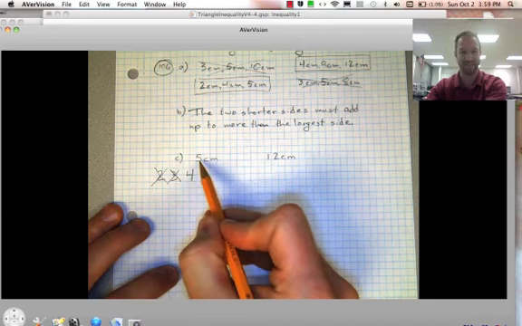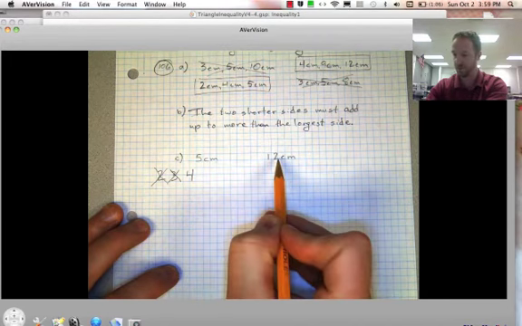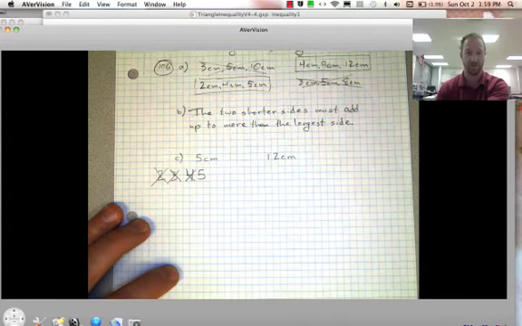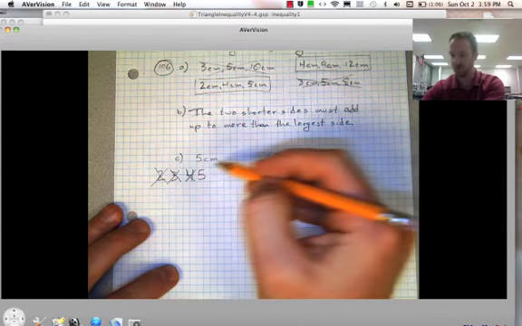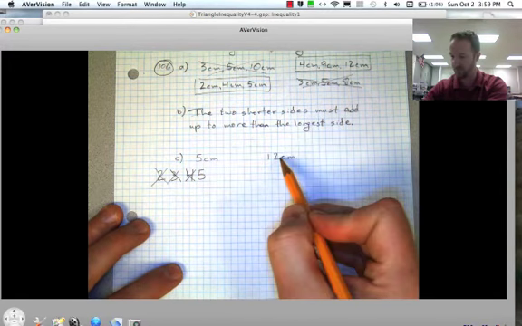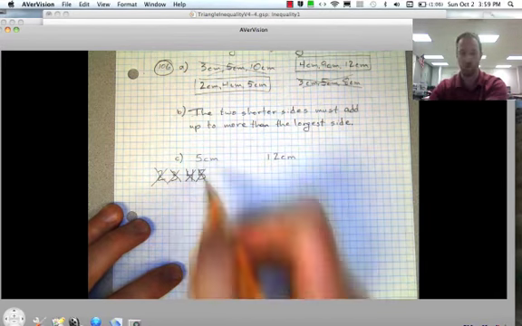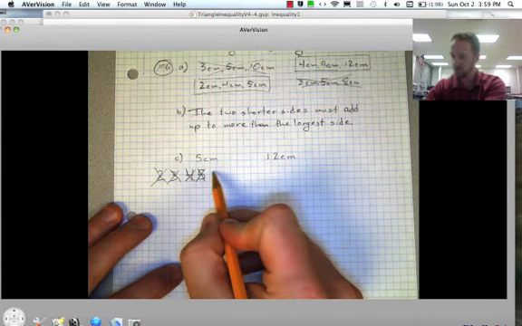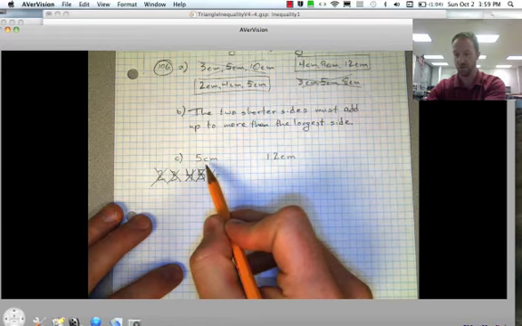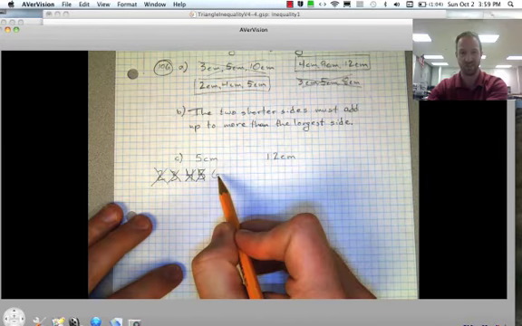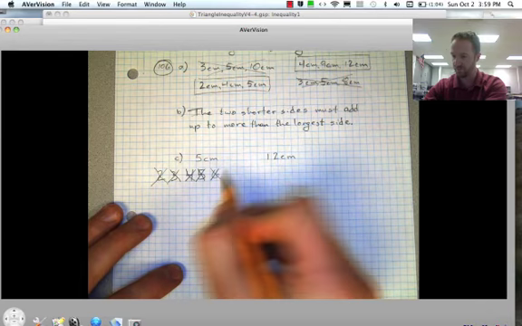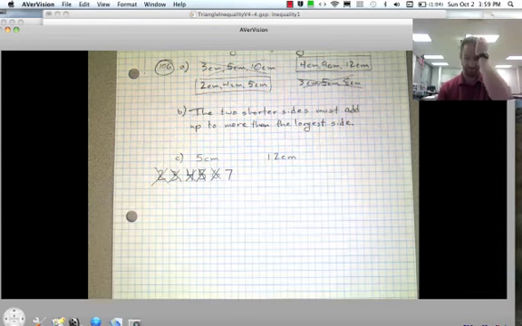4 plus 5 is 9. 9's not bigger than 12. That will not work. What about 5? The two smaller ones would be 5 and 5. 5 plus 5 is 10. 10 is not bigger than 12. 5 won't work. Let's try 6. The two smaller ones would be 5 and 6. 5 plus 6 is 11. 11 is not bigger than 12. 6 won't work. Let's try 7.